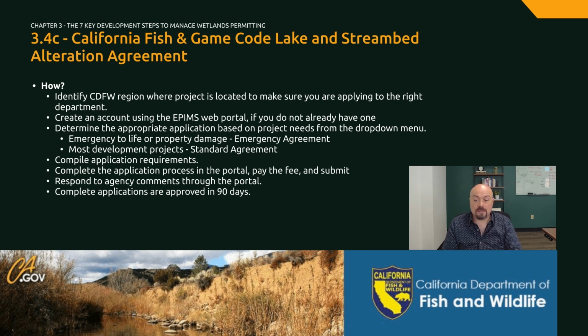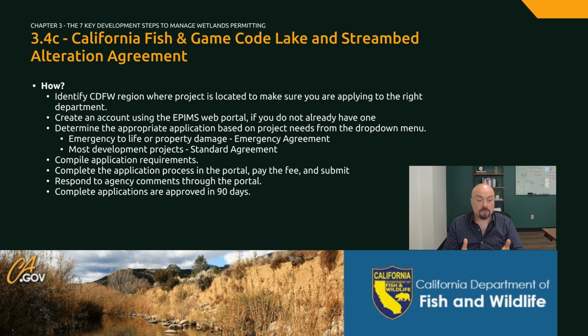The CDFW has an online portal system called ePIMS, or the Electronic Permit Information Management System, that you can use to complete an application, submit it, and track its progress. Additionally, you will upload all supporting documents with your application, so no hard copies are needed. You will need to determine what region your project is located in and what type of agreement or permit you are applying for. Most projects will require a standard agreement, but if you have an emergency, you may qualify for the shorter and easier process called the emergency agreement.